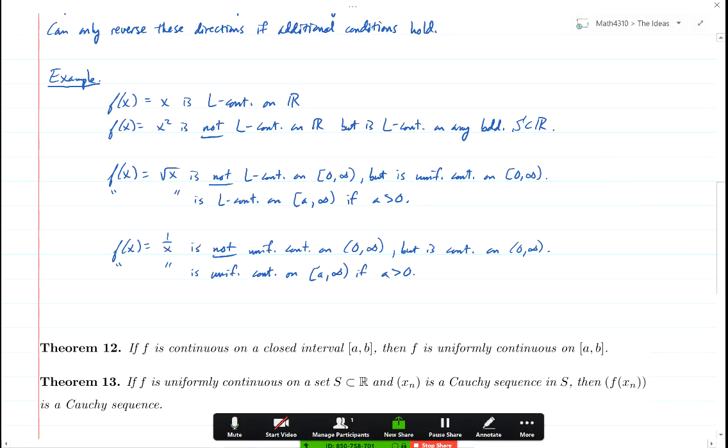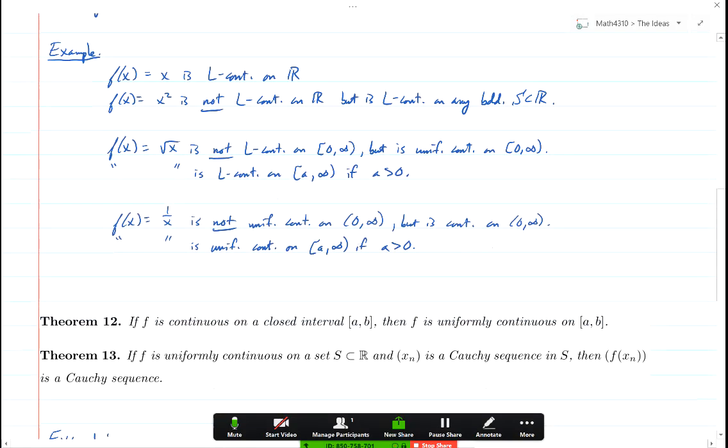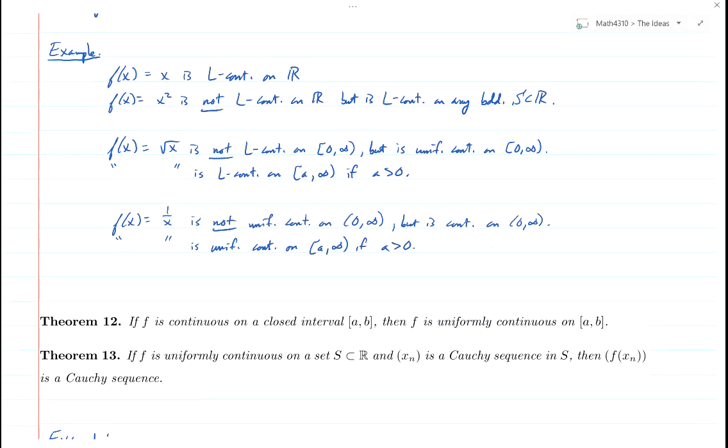All right. What about f of x equals 1 over x? This is not uniformly continuous on the open interval 0 to infinity, but it is pointwise continuous on 0 to infinity. And it's certainly not Lipschitz continuous either, right? If I take its derivatives, they're also unbounded on this interval. But it is uniformly continuous on a to infinity, again, if a is strictly greater than 0.